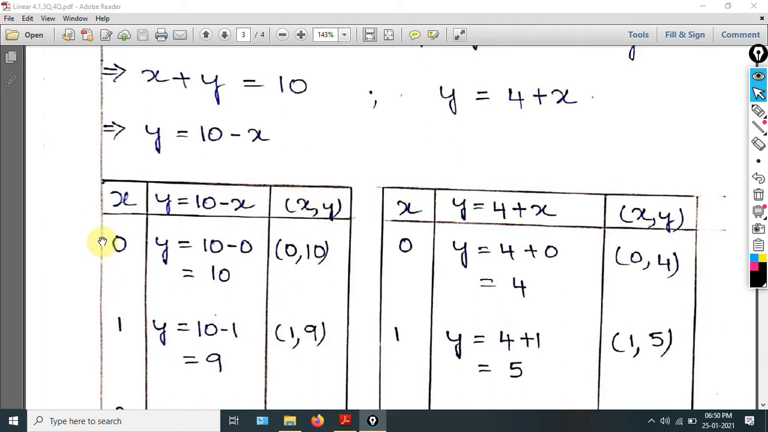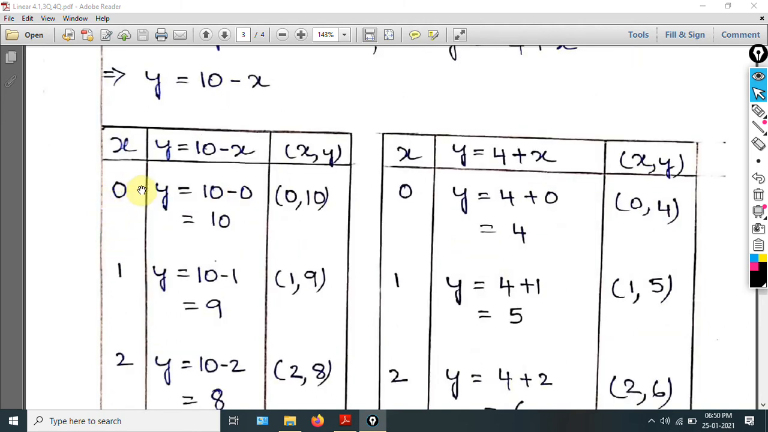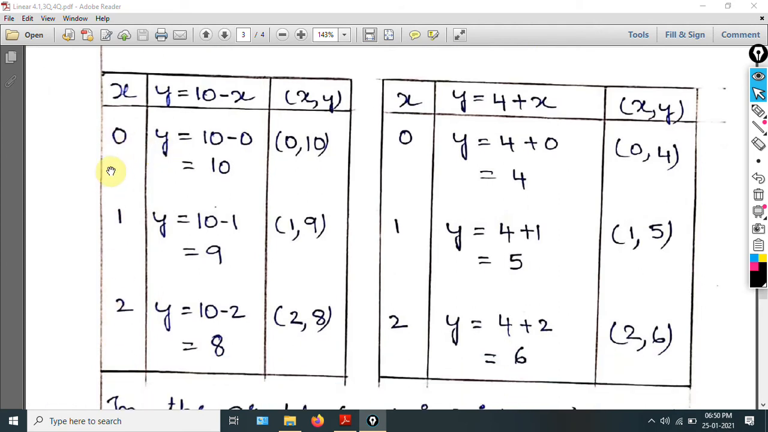Here I am taking the x value as 0. We can assume any value for x. I am drawing this table for drawing the graph. I am assuming x equals 0. So y equals 10 minus x, and in place of x I am writing 0, because we took the x value as 0. So what will we get? 10 only.